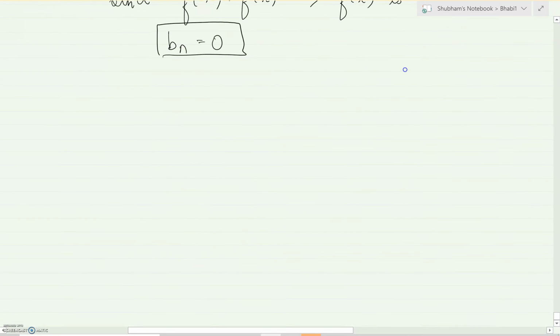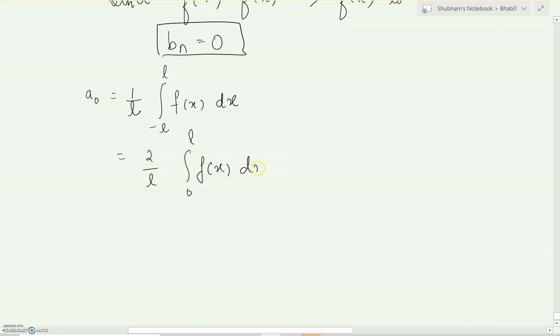So we'll just find a0 and an. Let us write the formula for a0. It is 1 by L, minus L to L, f of x dx. This is one of the formulas. Or you can write 2 by L, 0 to L, f of x dx. We have seen this because for an even function, minus a to a can be written as 2 into 0 to a. So let us substitute the value for L, that is 1, and f of x is 1 minus x square.